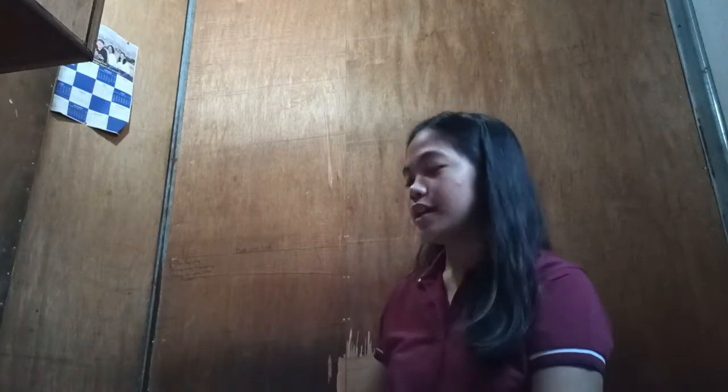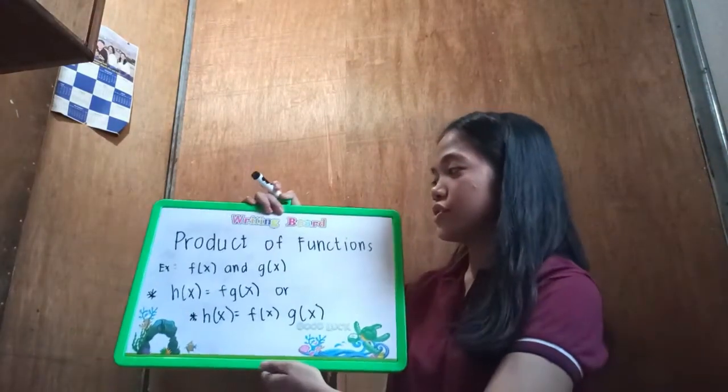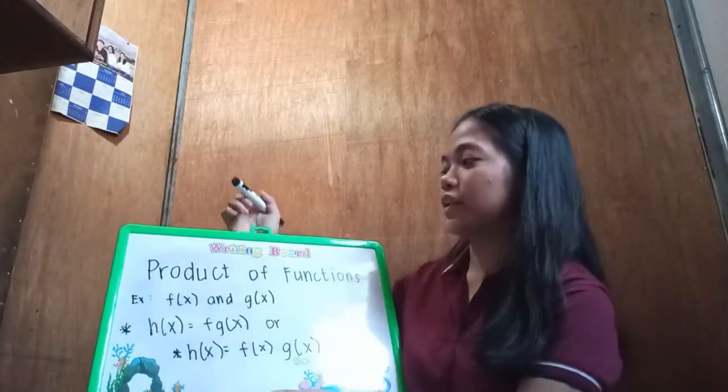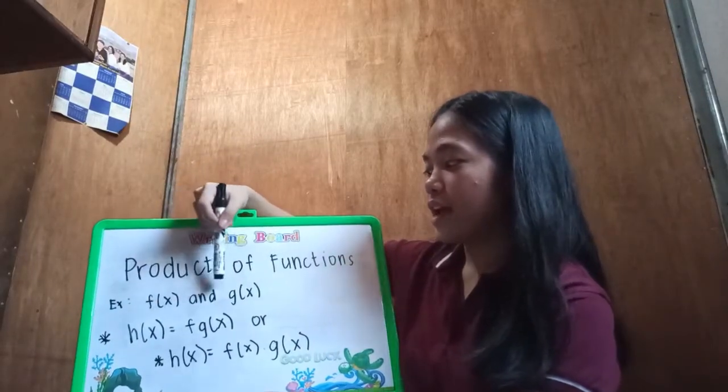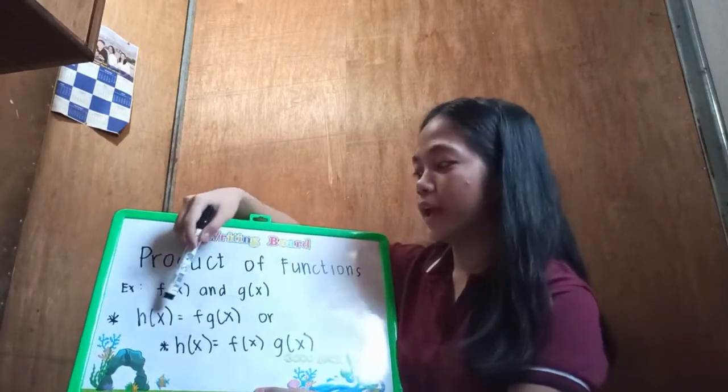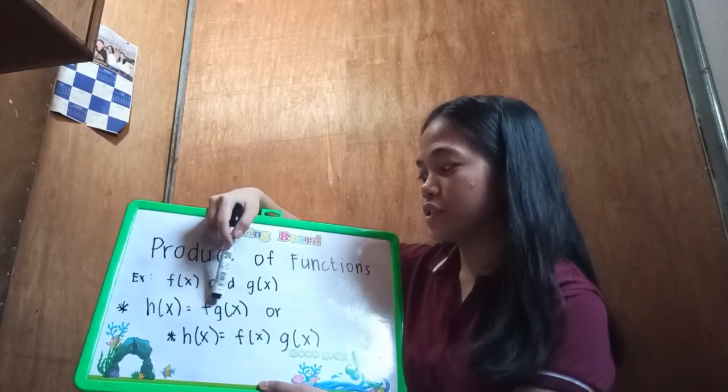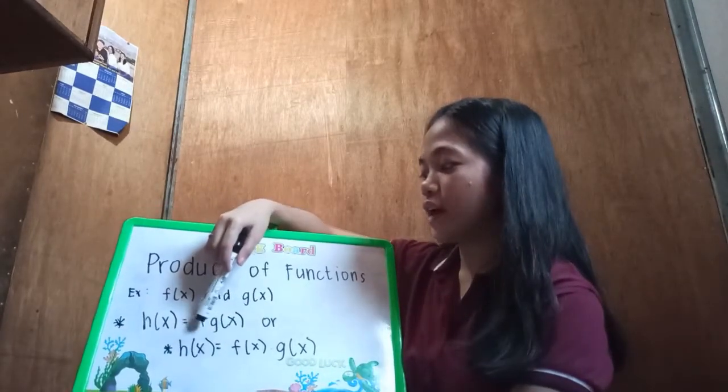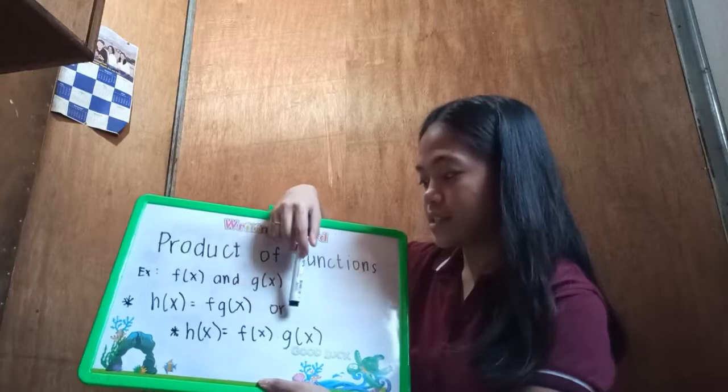I am here to show you how to get the product of functions. To find the product of functions is as simple as multiplying the functions together. For example, if you multiply f of x and g of x, their product will be h of x equal to f times g of x, or h of x equal to f of x times g of x. You can also evaluate the product at a particular point.